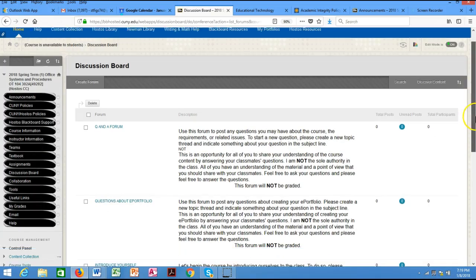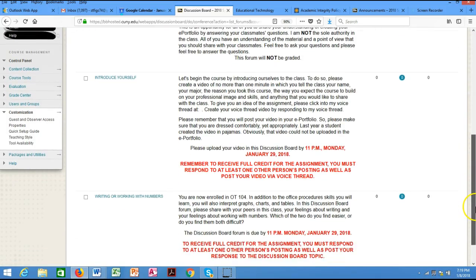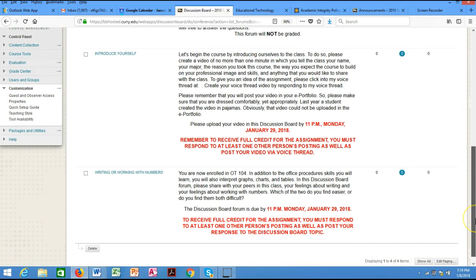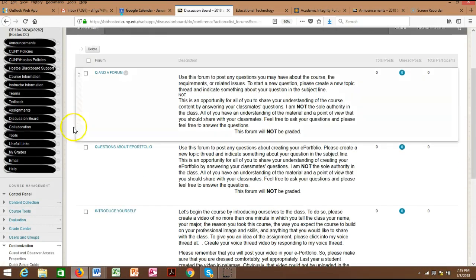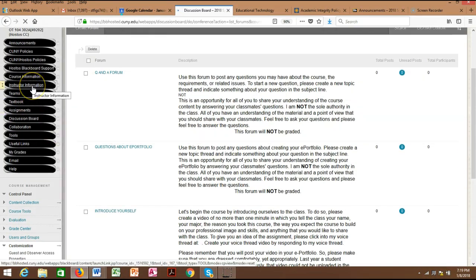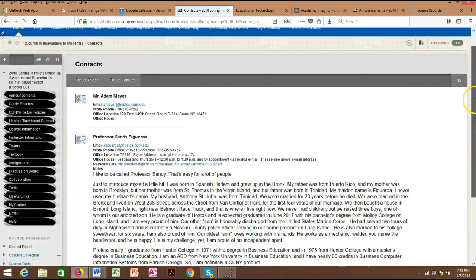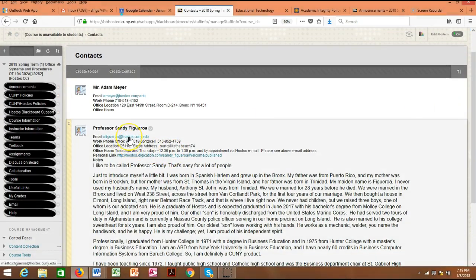But I wanted to make sure that you introduce yourself, and that you know how to use the discussion board to answer the question, writing or working with numbers. If you want to know my information, how to get in touch with me, you have my Hostos email, you have my office hours. If they're not convenient for you, send me an email and tell me the days and the times that you're free. I try to work around you.